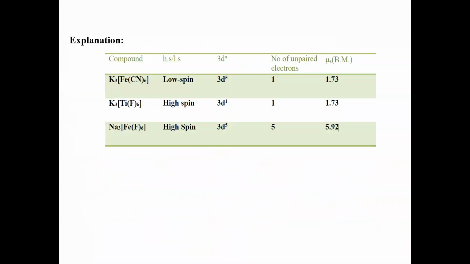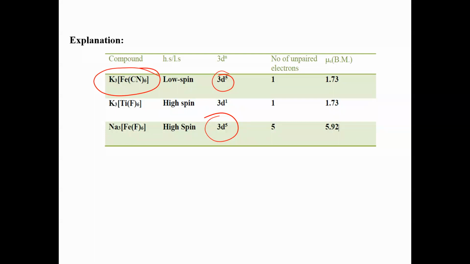So here you can see the magnetic moment for all the complexes. It is also a 3d5. It is also 3d5, but in case of a strong ligand, the electrons will be paired up.